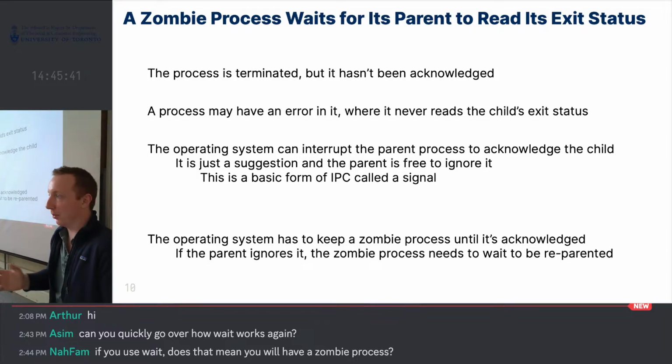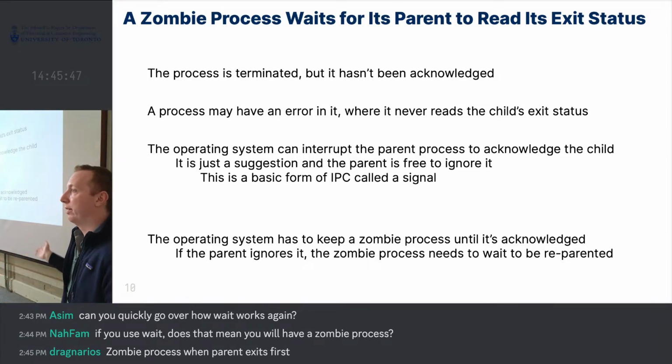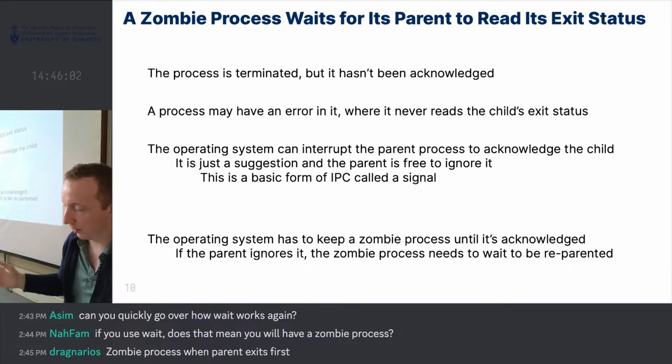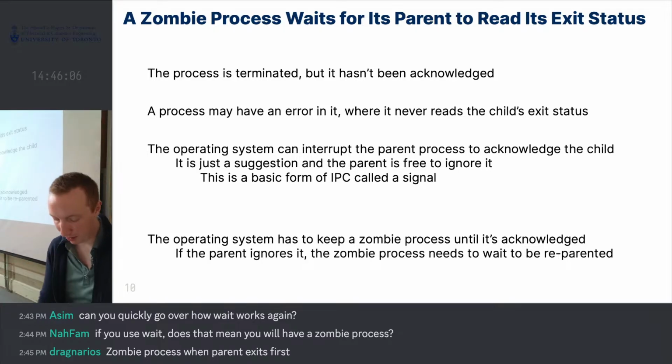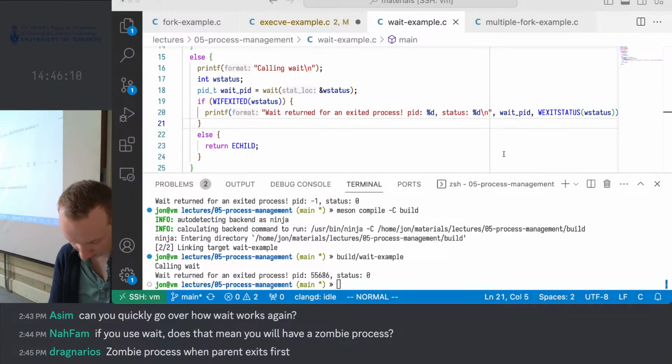You're controlling what calls you make. The operating system can tell you should call wait, and you can just ignore it. And what the operating system does, well, it still has to keep it around until it's acknowledged, and then if the parent acknowledges it, then the zombie process just needs to wait anyways in order to be reparented. Eventually, it will become an orphan as well, and we'll get into that. But first, let's see the zombie example.